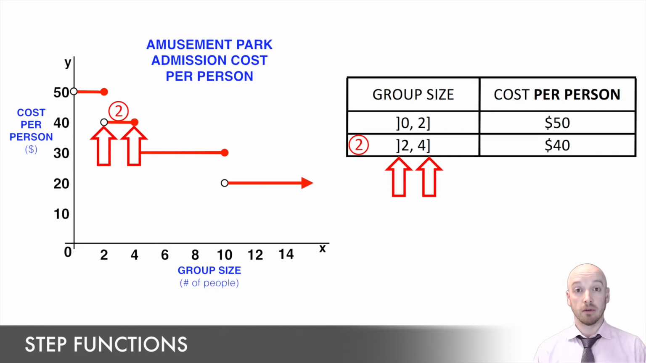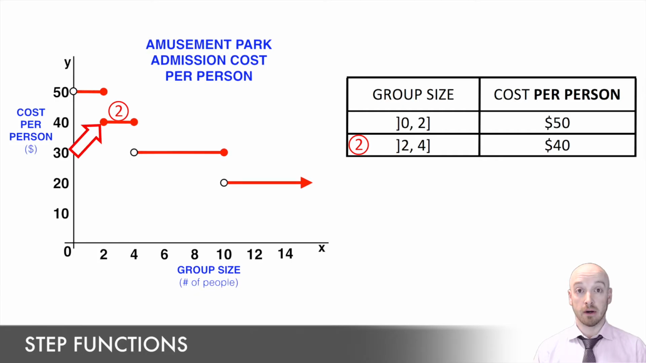Now I can never include the same x value in 2 different intervals. Let's say I included the 2 here. We wouldn't know how much each person pays in a group of 2 because it would belong to the $50 price and the $40 price at the same time. The same group of people can't pay a different amount each to get into the amusement park.